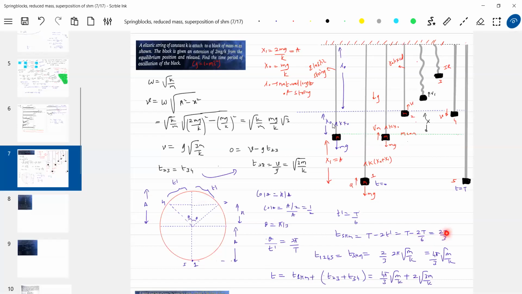So what is T equal to? 2 pi root of m by k, which is equal to this much. Then the time period for SHM plus the time of ascent and the time of descent. What is T23? Time of ascent. This is the time of descent. I'll write it here so that it will be easy for you. What is T23? Time of ascent. So T34.